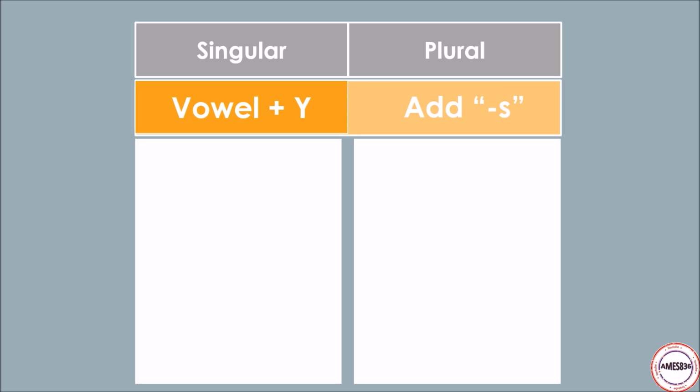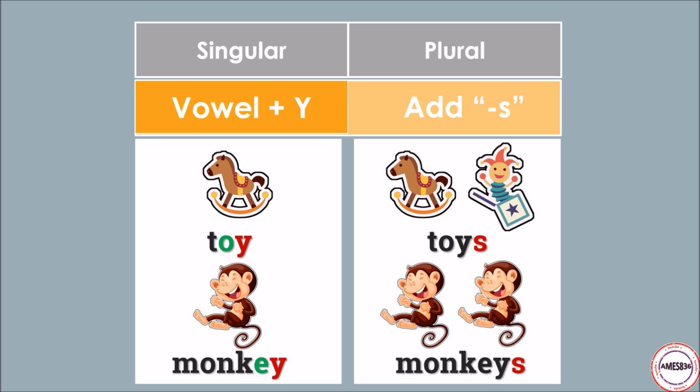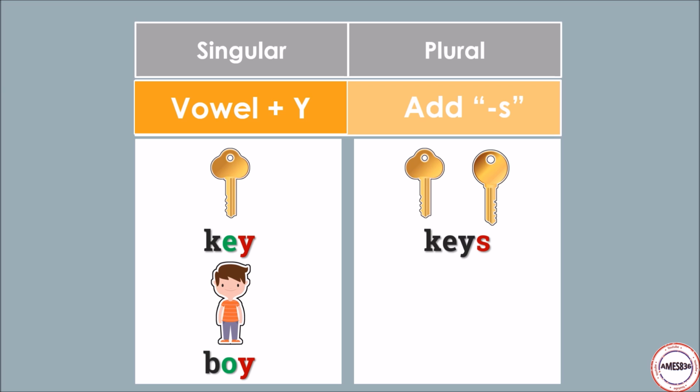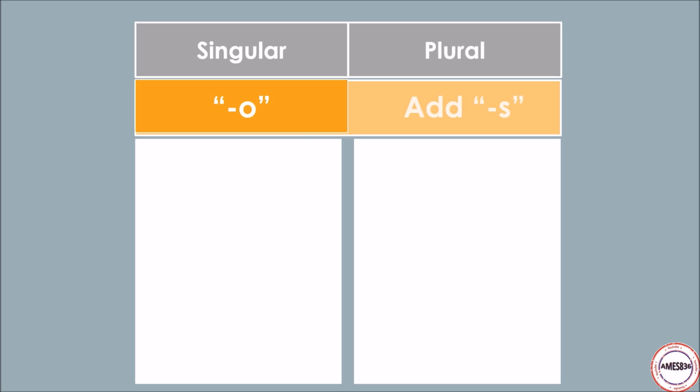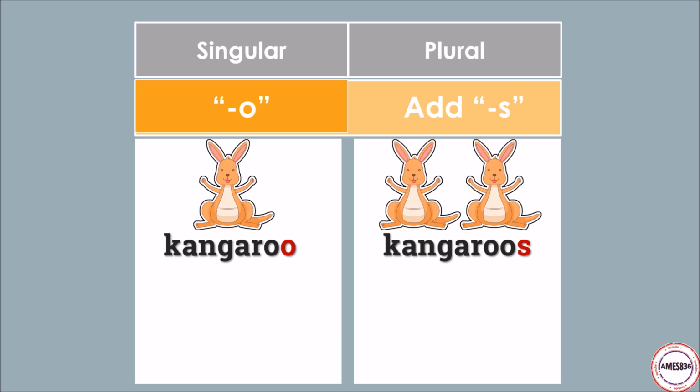What if there is a vowel before the y? In that case, add s to form the plural. Toy, toys. Monkey, monkeys. Key, keys. Boy, boys. If a noun ends in o, you just add s to form the plural. Kangaroo, kangaroos. Hippo, hippos.